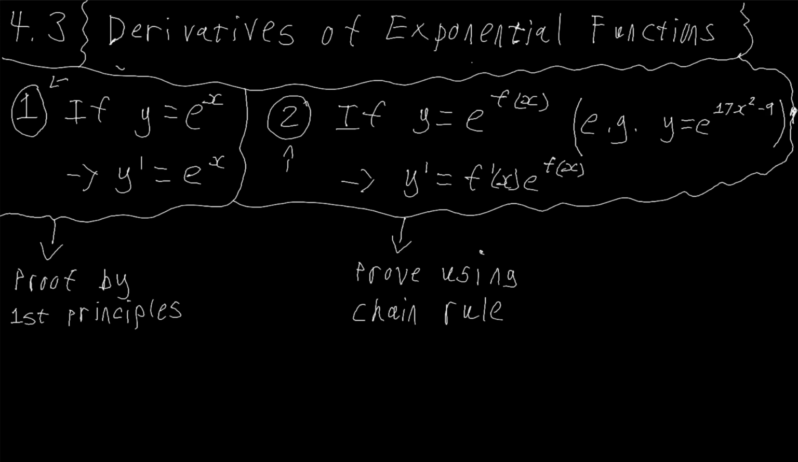An example of a function we could differentiate using this would be y is equal to e to the power of 17x squared minus 9. In this case, f of x would be equal to 17x squared minus 9. We will prove the derivative of e to the x using the first principles of differentiation, and we will prove the derivative of e to the f of x by using the chain rule.